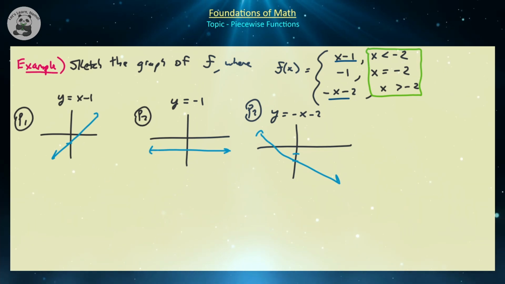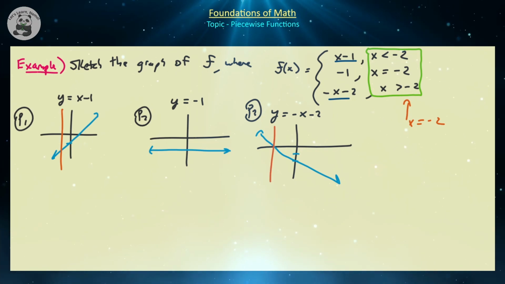The next thing we need to figure out is what's going on at the breakpoint x is equal to minus 2. So when x is equal to minus 2, what is going on for this graph? When x is equal to minus 2 for this, what is going on in that graph? And when x is equal to minus 2, what's going on in this graph?